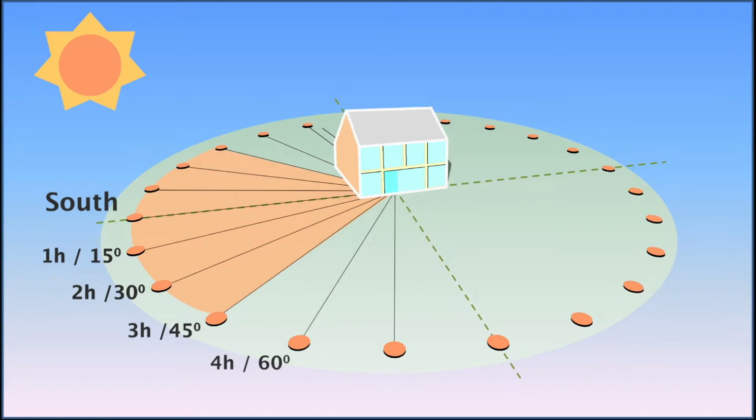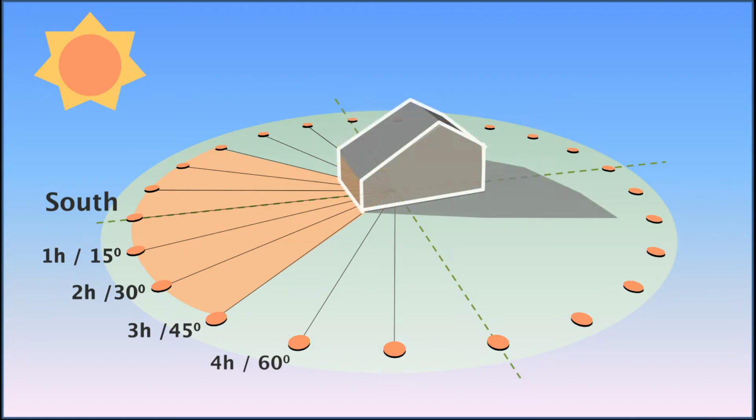Going further off of south, it is a good idea to increase your window's insulation value by using triple glazing, double low E coating, and double argon. This is especially important for windows that face northward.